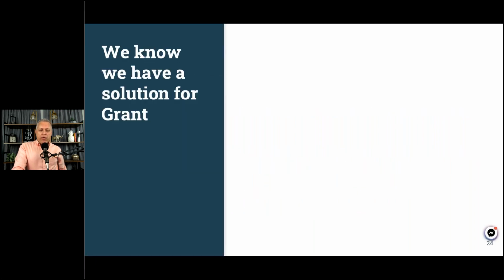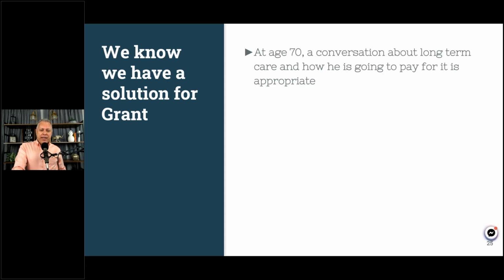So we know that we have a solution for Grant. At age 70, a conversation about long-term care and how is he going to pay for it is appropriate. I think it's mandatory. Just like I ran it on just previously, it's your job to bring it up, to at least bring it up and let them say, nah, I don't want to talk about that. Okay. Document in your notes that you did bring it up.